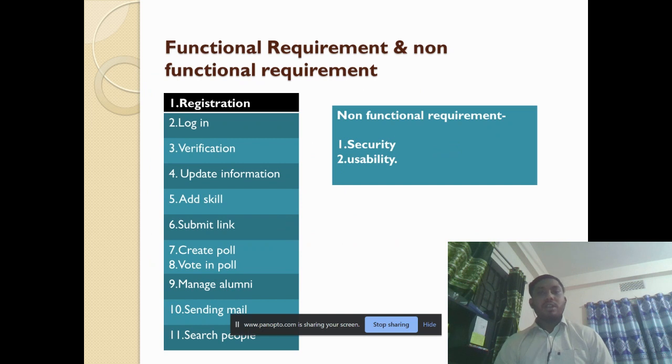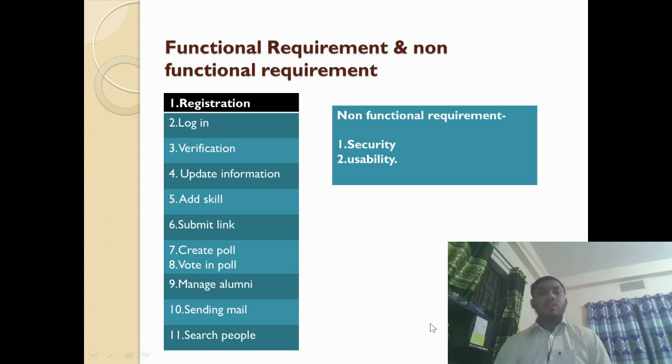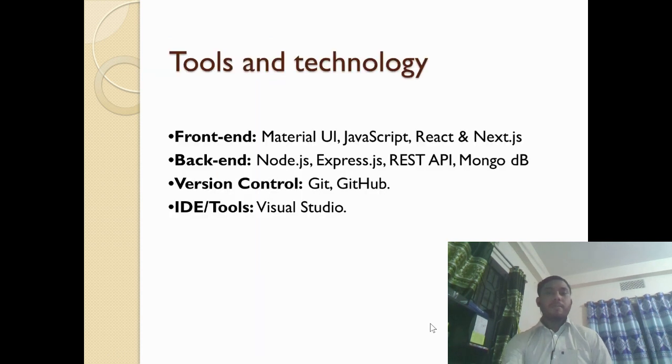Here are the functional and non-functional requirements of my project. Functional requirements are registration, login, verification, update information, add skills, submit link, create poll, vote, enroll, manage alumni, sending mail, and search people. My non-functional requirements are security and usability.